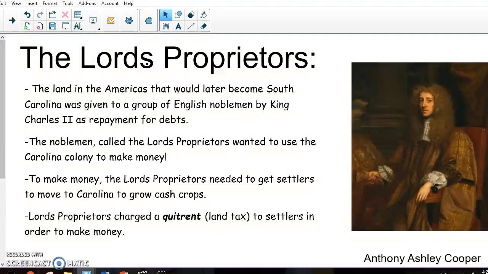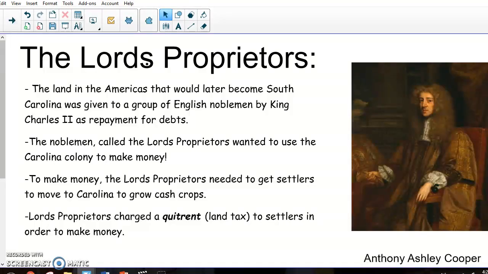So when you talk about the word proprietor, of course, you're talking about an owner of a business or property. So these noblemen, which of course were of a higher social ranking, which is why they have the title nobleman, called the Lords Proprietors, wanted to use this Carolina colony to make money. And so what this meant is that they were going to have to figure out how to get settlers to come to Carolina in order to grow cash crops. And when you're talking about cash crops, of course, whenever you think South Carolina, you're going to think rice and indigo.